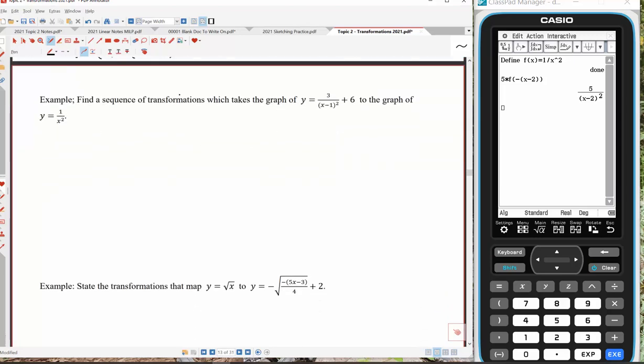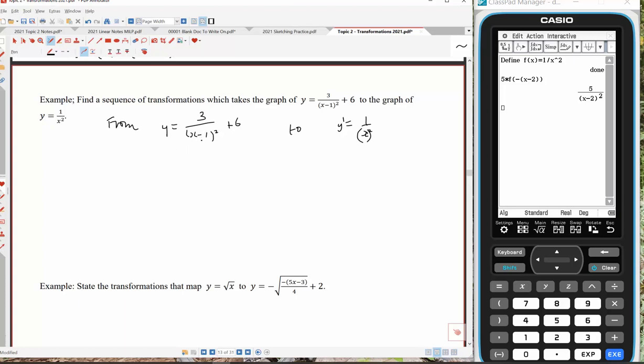Okay, find a sequence of transformations which takes this to this. All right, so again, I've got absolutely Buckley's chance of getting this right if I did it, so I'm going to use the mapping approach for sure. Okay, so here goes. I'm going from y equals 3 on (x take 1) all squared plus 6 to y equals 1 on x squared, where this is the image.